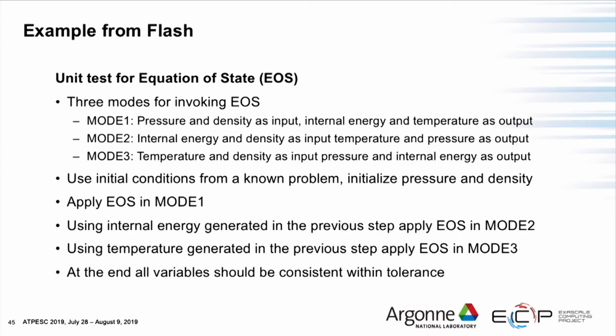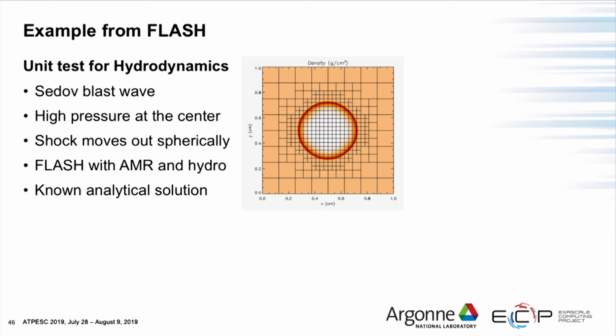So it's this variety of unit test. There is similarly an equation of state unit test, which is this variety of unit test, where you just run it in different modes, where output from one mode becomes the input to the other mode, and so on. And at the end of it, all of the variables should be self-consistent, and you have a standalone test.